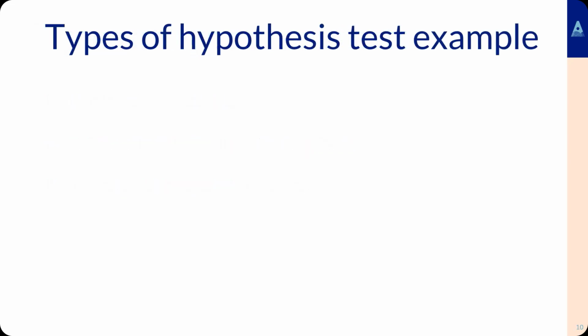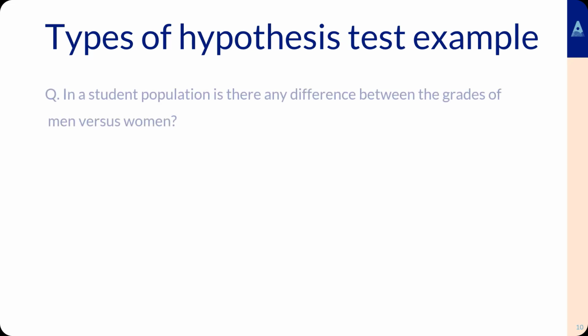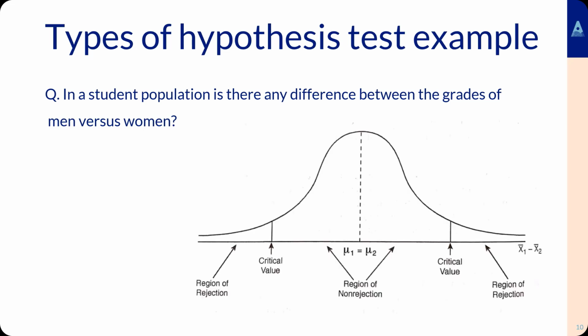Let's look at an example of the types of hypothesis test. Here we have a typical problem. In a student population, is there any difference between the grades of men versus women? So that data will be normally distributed.